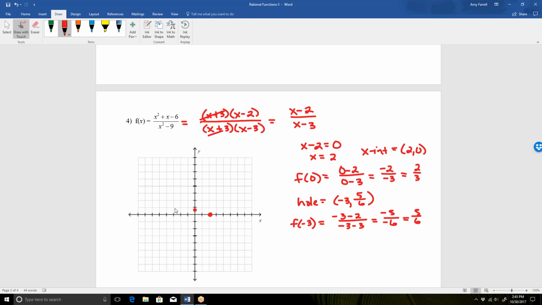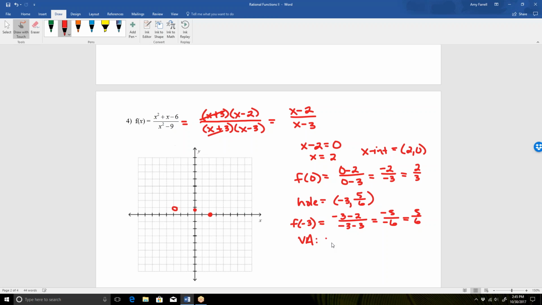Now the hole is plotted as an open circle. It's hard to make that open circle on the computer. So it's literally a hole in the graph. I plotted the point negative 3, 5 over 6, but instead of plotting it as a solid dot, I'm plotting it as an open circle.